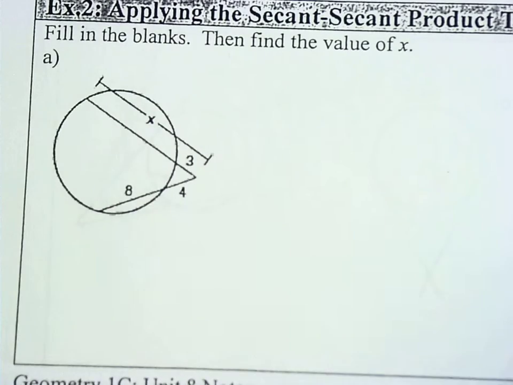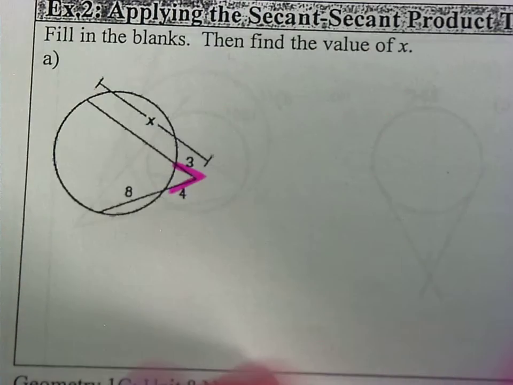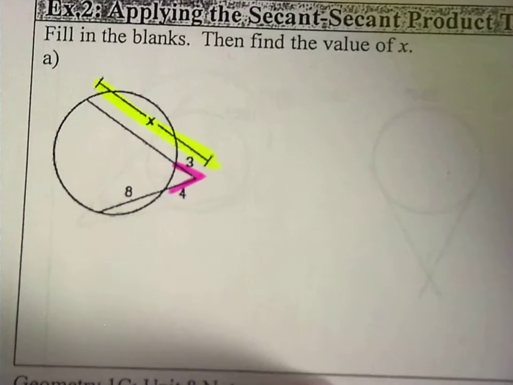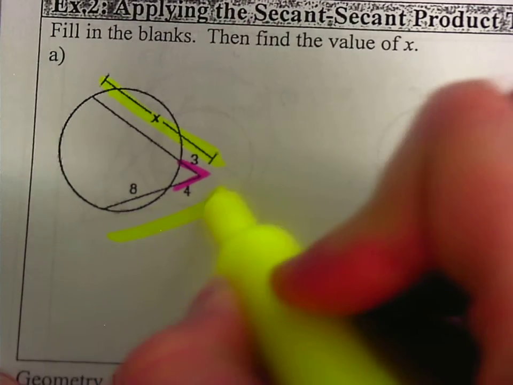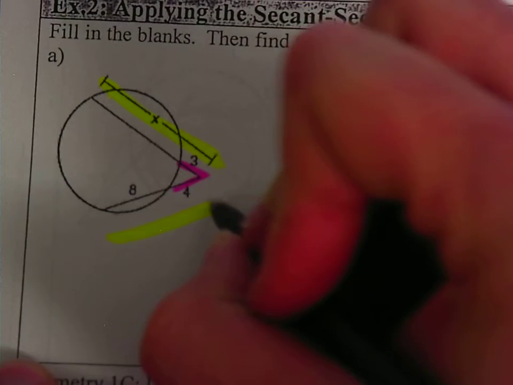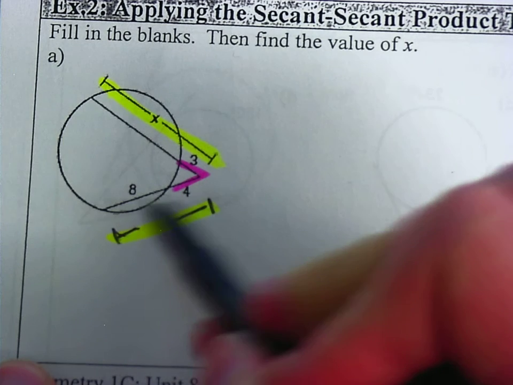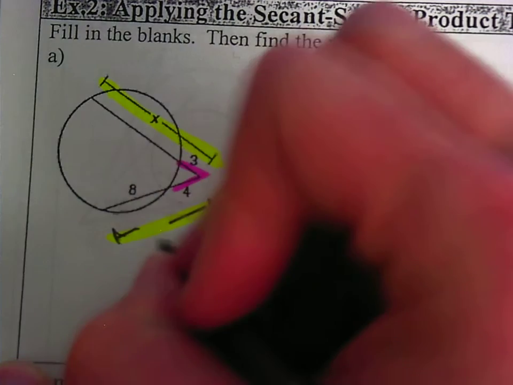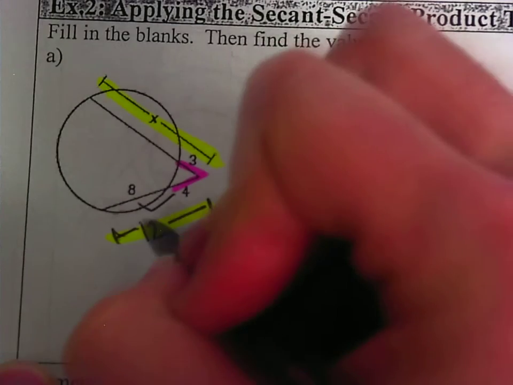So let's look at a couple of them. If we look at A right here, I see that these parts are outside, right? The 3 and the 4, those are both outside. And I see that they gave me one of the wholes too. The whole is X. But I don't know what this other whole is. I need to figure out what this is. Well, if this part of the line is 4 and this part is 8, I can add these together and get 12. That's the whole.